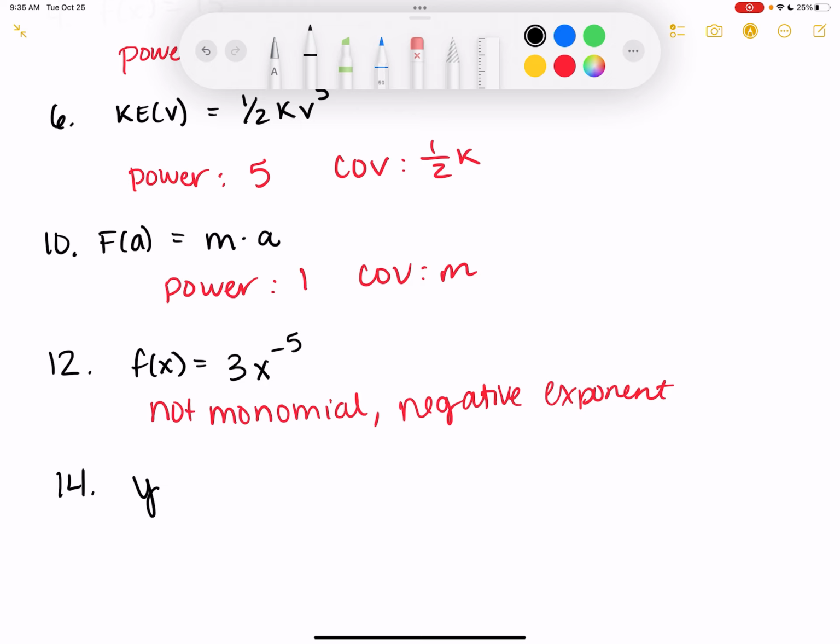Just now, it also can't have multiple terms. Monomial means one, so there can only be one, but it has to have the same polynomial rules and the exponents and stuff. Y equals negative 2 times 5 to the x. So is this monomial? No. Why? It's more than one term.